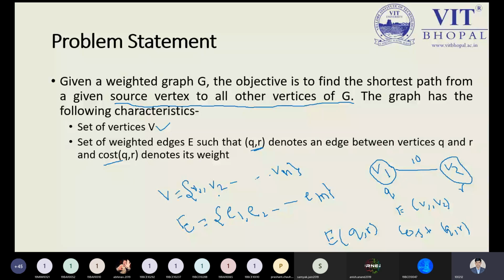Now, is it clear to all what I'm doing over here? Because we have the set of vertices and we have the set of edges. Shall I move ahead, if this slide is clear to all?